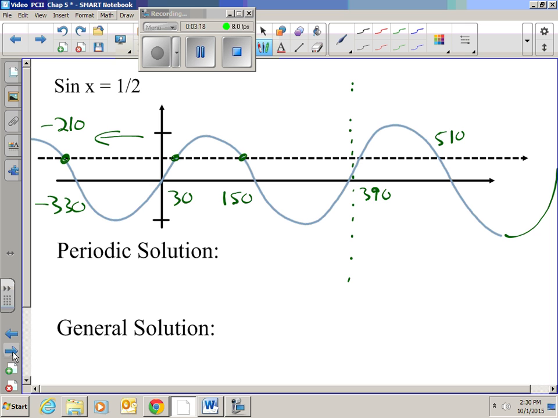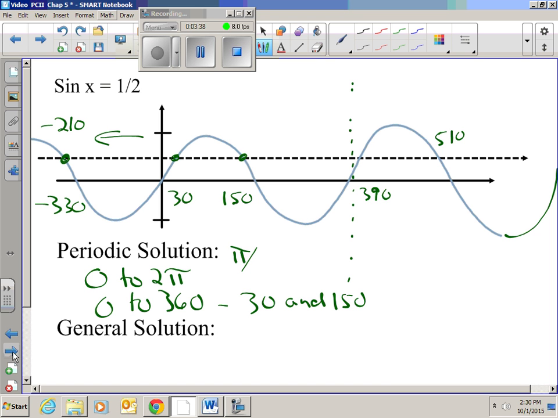The periodic solution to this, typically we do this from 0 to 2 pi, or in degrees 0 to 360. The periodic solution in degrees, we already said, is 30 and 150. In radians, of course, that would be pi over 6 and 5 pi over 6.